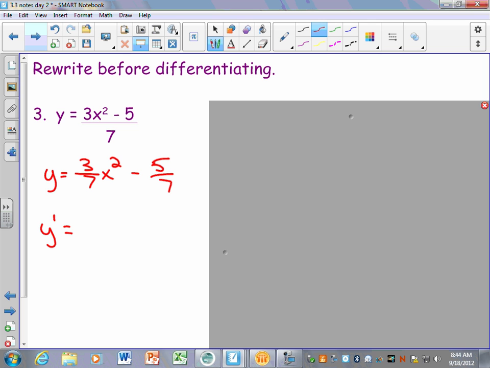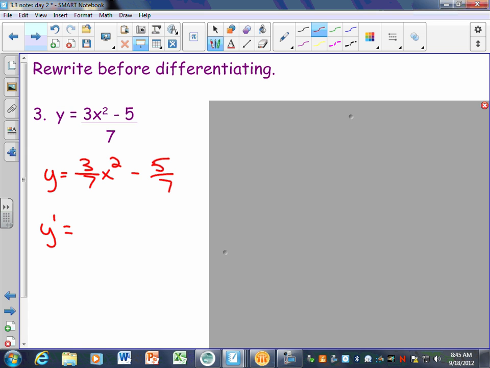So now when I find the derivative, again, notice when you find the derivative, you need to show that either by saying dy over dx, or y prime, or f prime of x. And what would I get as the derivative of 3/7 x squared? What's the derivative of x squared? 2x. And remember the constant multiple rule says if there's a constant in front, you can just ignore that, and then we can multiply it out.